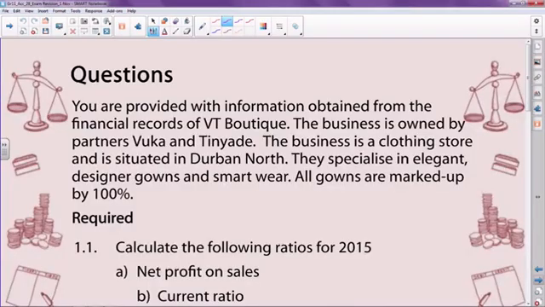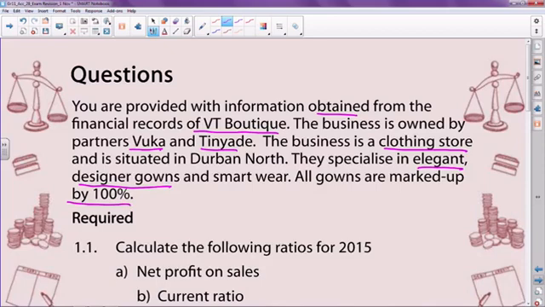So let's get started. Right, you are provided with information obtained from the financial records of VT Boutique. The business is owned by partners Vuka and Tanyade. The business is a clothing store and is situated in Durban North. They specialize in elegant designer gowns and smart wear. All gowns are marked up by 100%. So that's a markup that is used.